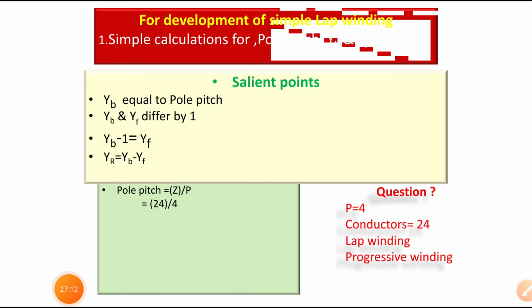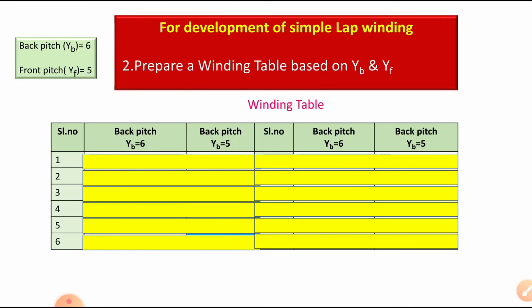Now, you can see, once again I am doing the animation. The pole pitch is 6 as given, then back pitch is 6, and for the full pitched coil, YB minus 1 is equal to front pitch. So YB is 6 and YF is 5. This is the first step completed. Now, the second step to prepare the winding table, for development of the simple lap winding. We require a back pitch and front pitch, so make the table with serial number, back pitch and front pitch.